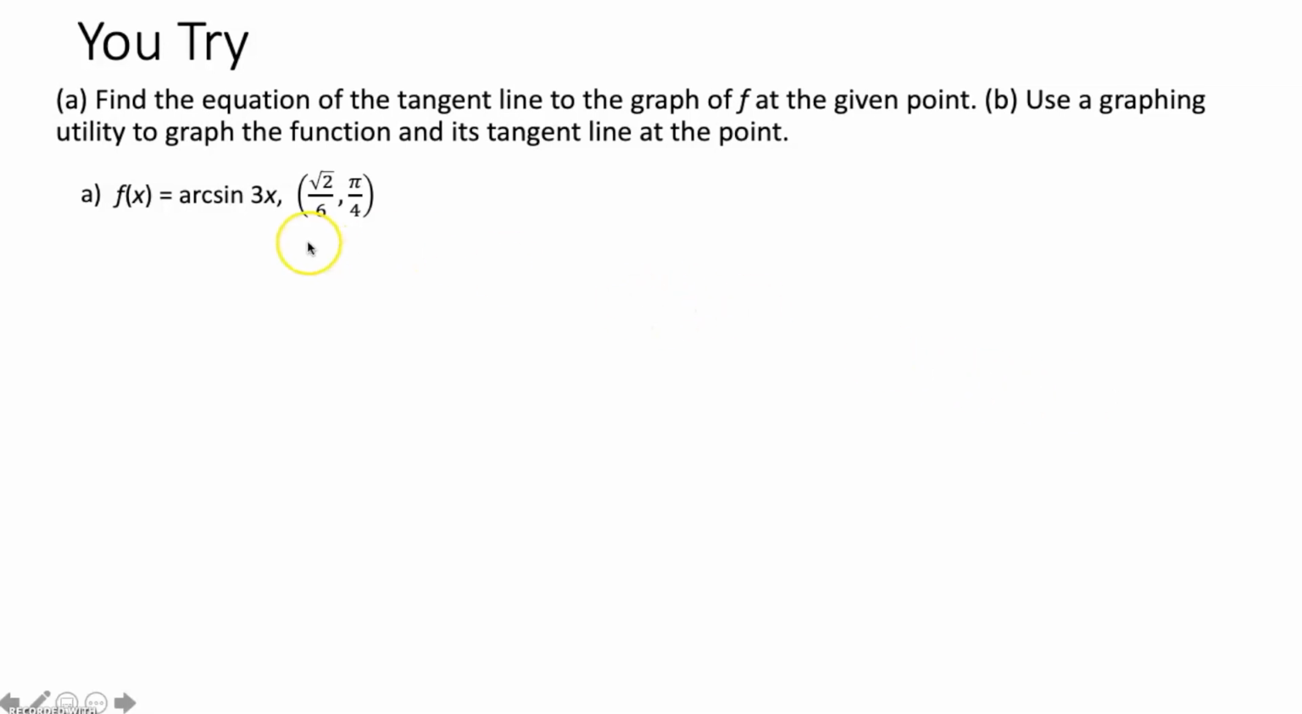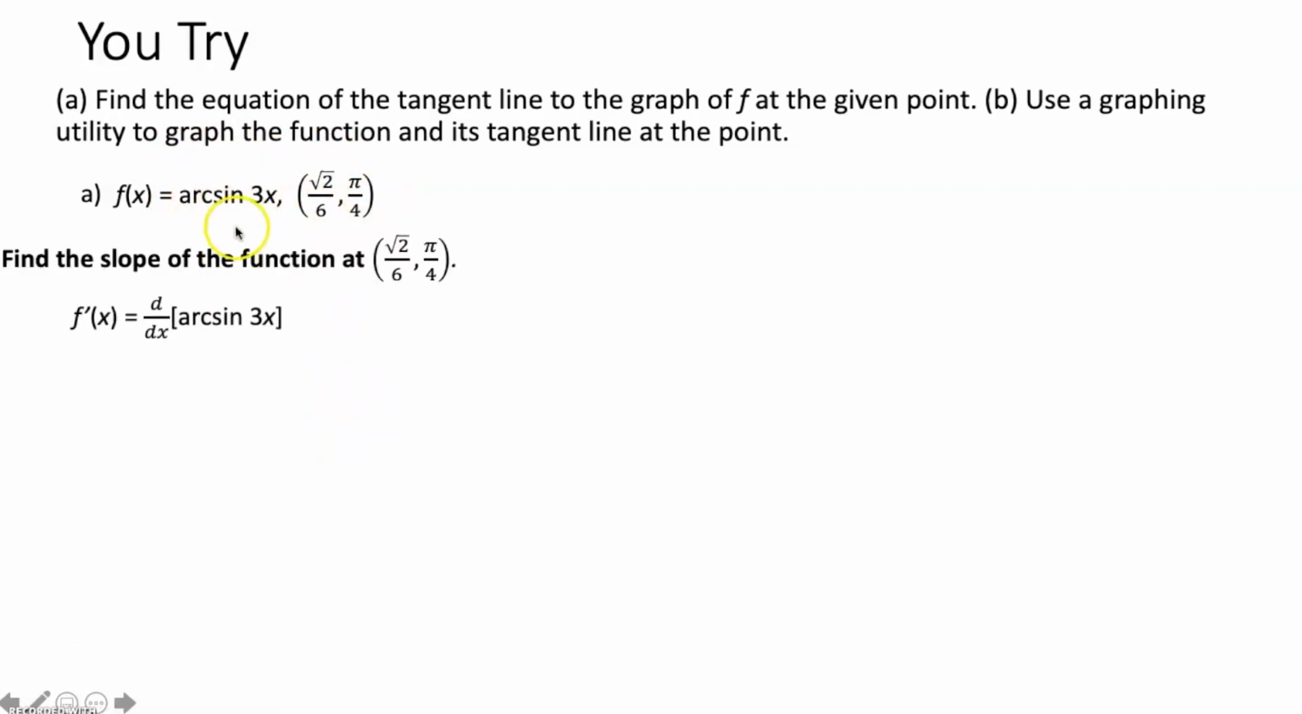Okay, doing the same thing here. So in order to find the equation of the tangent line, we need a slope and we need a point. We already have our point, so we just need this slope. So we're going to take the derivative and plug in this point. To find the slope, we take the derivative. What is the derivative of arc sine of 3x?